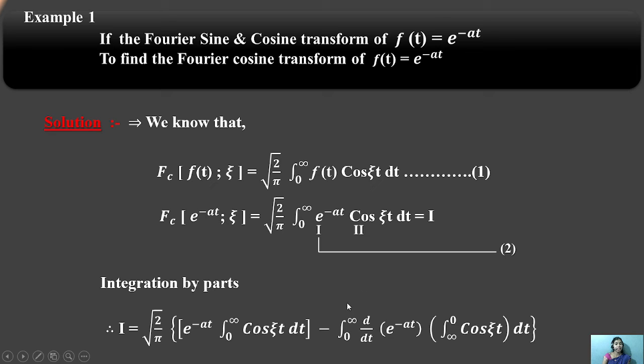Okay, minus the first part will be integrated in this form: integration 0 to infinity of the derivative of the first part, d by dt of e to the power minus at, and the other part will be given as the integration of cos ξt dt. Apply the formula and solve this equation.